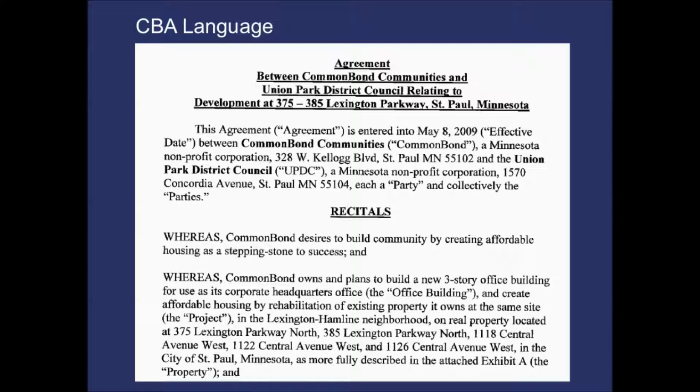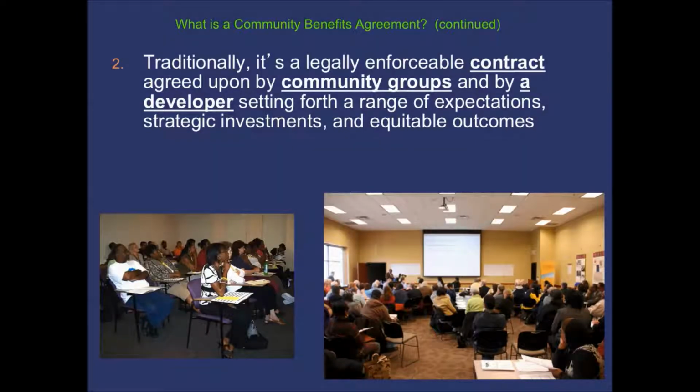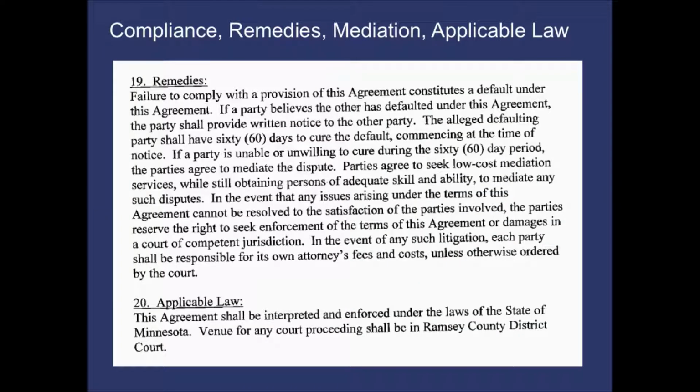And there are a lot of different forms to adopt for an agreement. This one is pretty standard in terms of identifying the parties and the project. Now, I said it's a legally enforceable contract. Traditionally, that's what a community benefit agreement is, and it's entered into by community groups and a developer, and it sets forth a range of expectations, strategic investments, and equitable outcomes. There are provisions for compliance with the agreement, remedies for noncompliance, even mediation envisioned to try to work through disagreements.